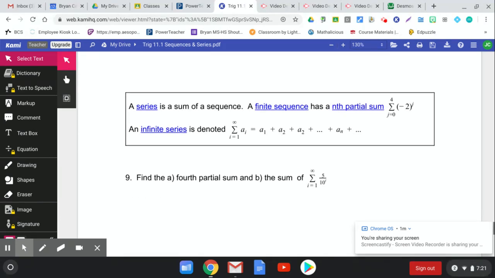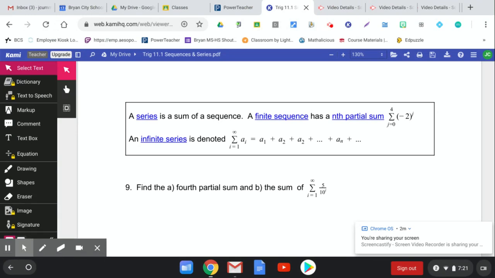All right, now a series is a sum of a sequence. So if we take a sequence and add up all the terms, that's called a series. If you have a finite sequence, a sequence that ends, it has what's called an nth partial sum. And it might look like this. What we just found was a partial sum because it starts at 0, it goes to 4, it ends, we can add this up. We can also add infinite series. So we start at 1 and we go to infinity, and that just means we keep plugging in and it keeps going on and on forever. Okay, so we're going to take a look at a couple of these.